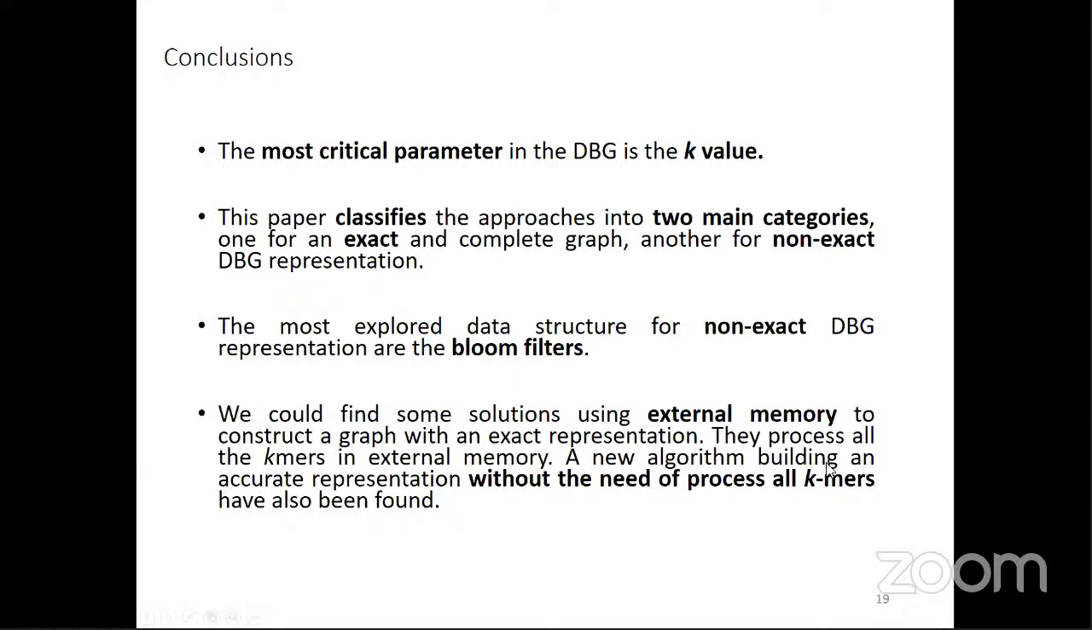Finally, we could find some solutions using external memory to construct a graph with an exact representation. They process all K-mers in external memory. A new algorithm building an accurate representation without the need to process all K-mers has also been found. In conclusion, this paper presents in detail the main theoretical and practical aspects related to de novo assembly, particularly the de Bruijn graph structure. We have enumerated certain approaches to reducing the memory requirements for the de Bruijn graph construction. We have proposed a comparative view of the solutions cited in the literature.